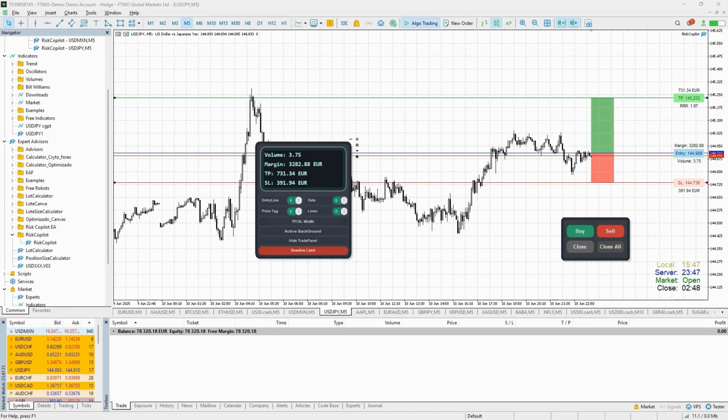Seller at this time of the RiskCopilot Utility, the MetaTrader utility that will change your way of trading, which I'm sure will improve the way you interact with the market.